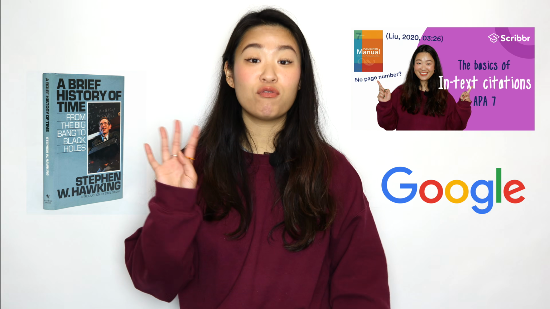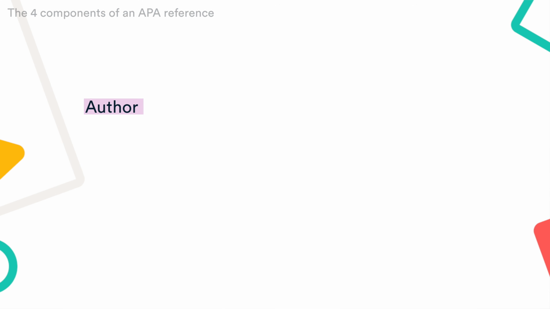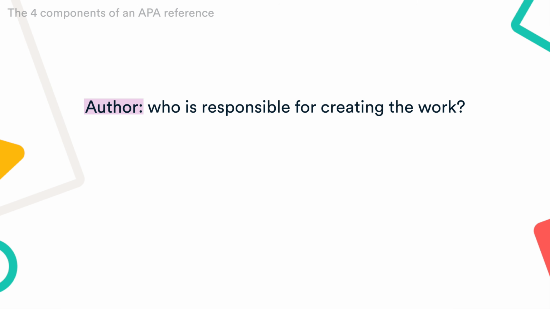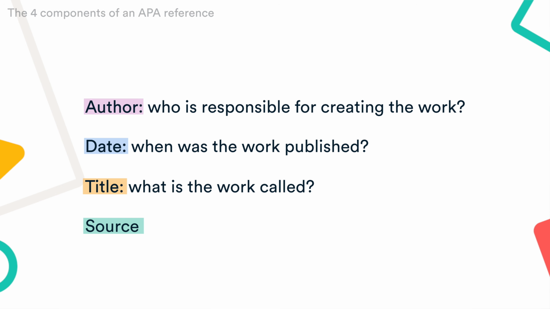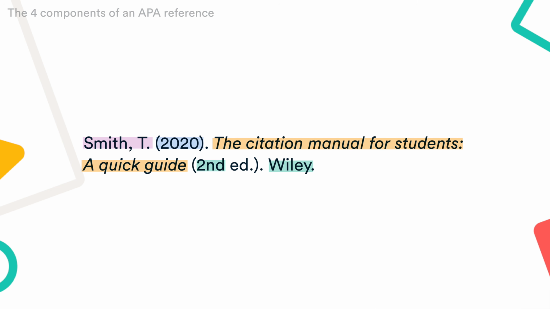Although the reference format differs depending on the type of source, for example, a book, web page, or video, they're built from the same four components. Author. Who is responsible for creating the work? Date. When was the work published? Title. What is the work called? Source. Where can the work be retrieved? Combine all of them and you'll have a reference like this.